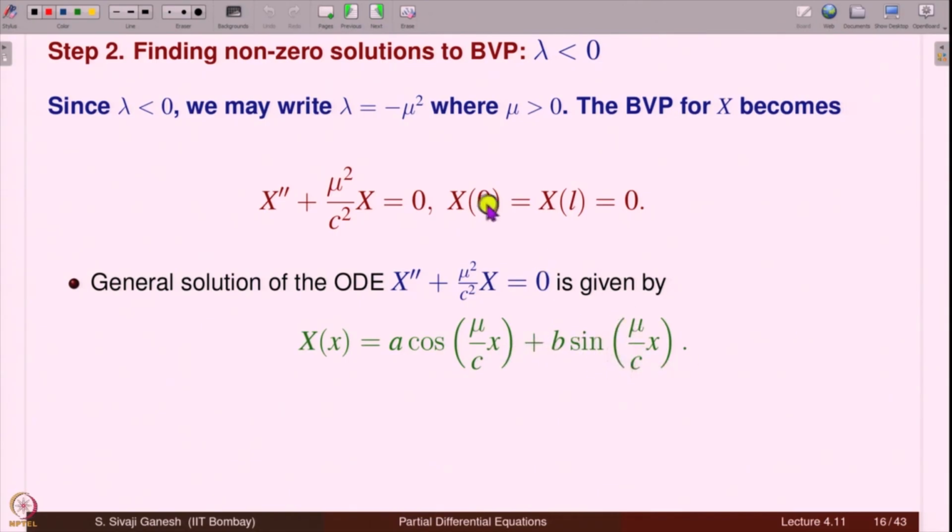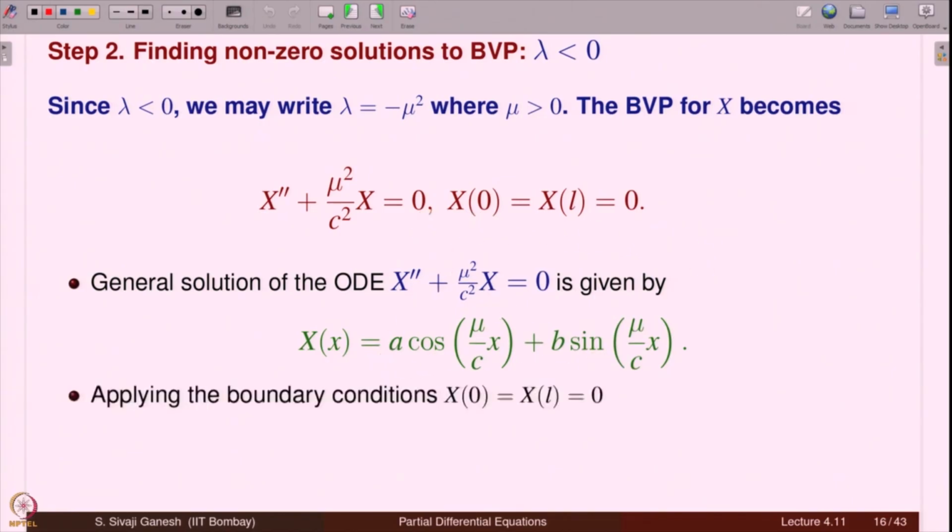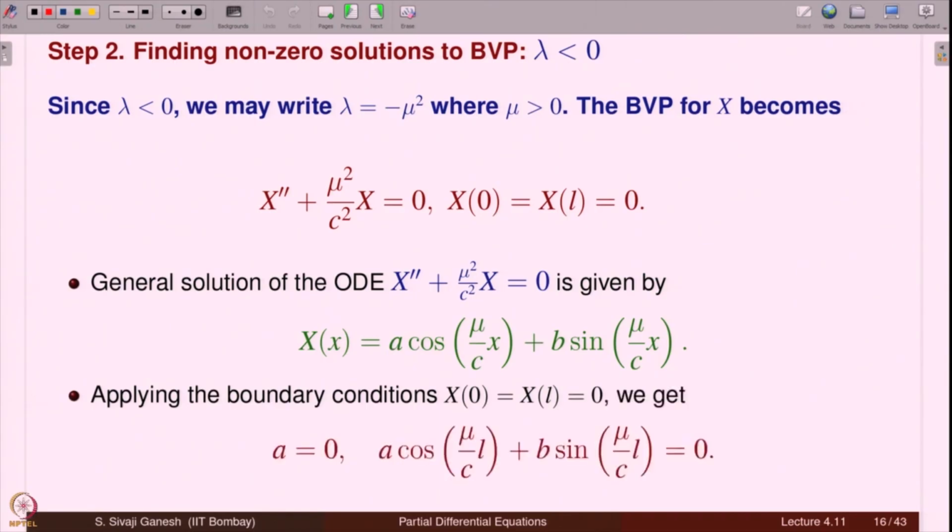Now, we have to see whether there are non-zero A and B's for which these boundary conditions are satisfied. So, applying the boundary conditions, what we get is A equal to 0, because if you put x equal to 0, sin 0 is 0. Therefore, what you get is A times cos 0, which is 1, equal to 0, and when you put x equal to L, this is the equation you get. Since A is already equal to 0, this relation is essentially b sin mu by c L equal to 0.